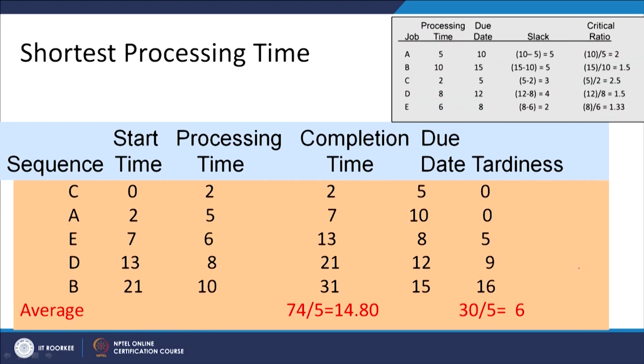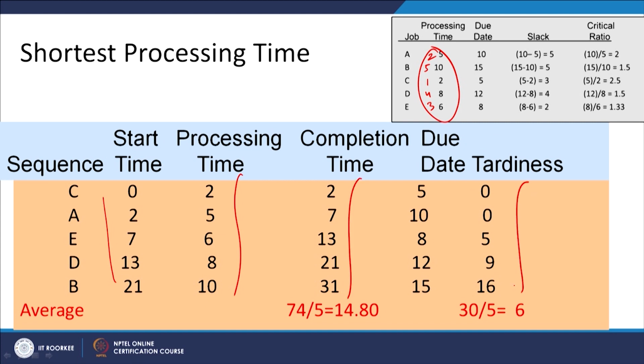Now we will see how the shortest processing time rule can also be applied. The topmost priority is given to the job which has the minimum processing time. The minimum processing time is for C, giving it the top priority, then A is given the second highest, third is E, fourth is D, and the fifth is B. This is the order, and again in the same way we will be calculating the processing time, completion time and the tardiness.